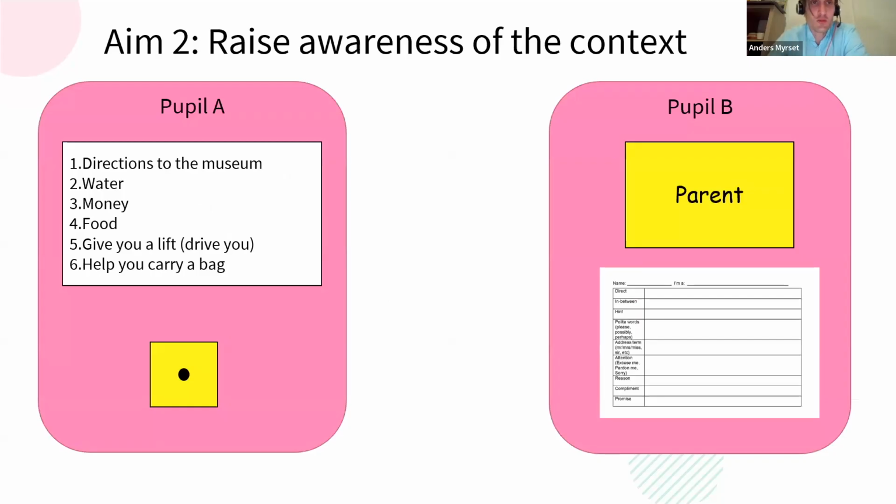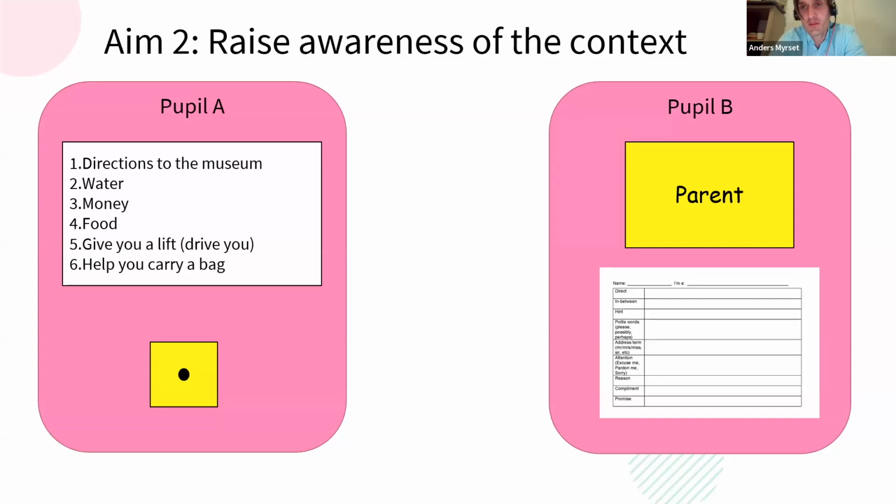Okay, moving to the second aim, raise awareness of the context. In this one, we split the class in half. So we had pupils A and we had pupils B. Pupils A were given a piece of paper with 6 different items to request. And then they were given a die. So each learner had these 2 objects that you see on the slide.